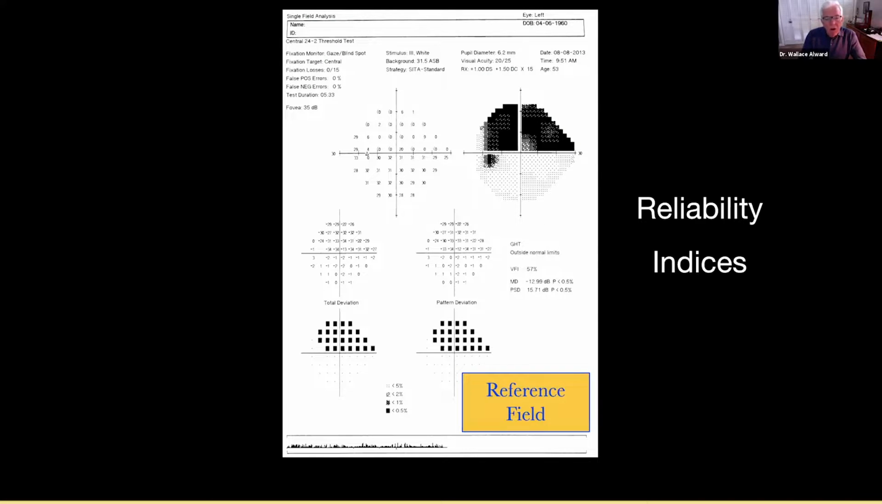So those are all uncommon things. I think you need to think about them if you're just puzzling over a visual field. The things that are more common we'll get into now, which are the reliability indices and how these can really throw you off.